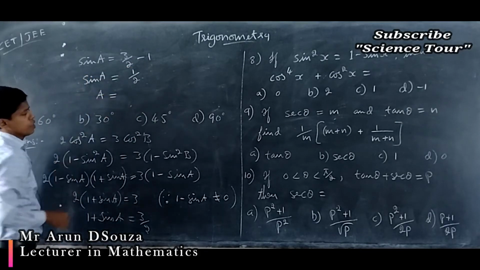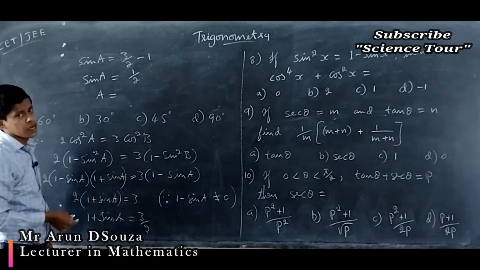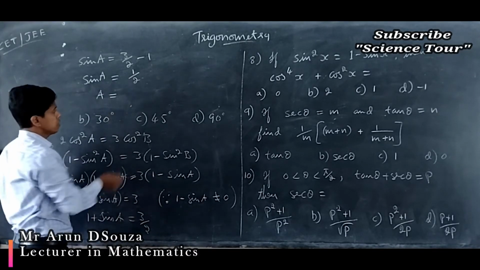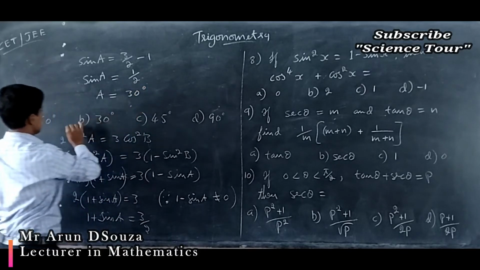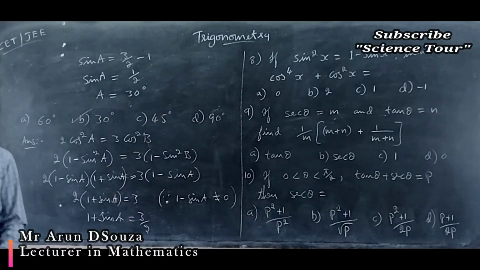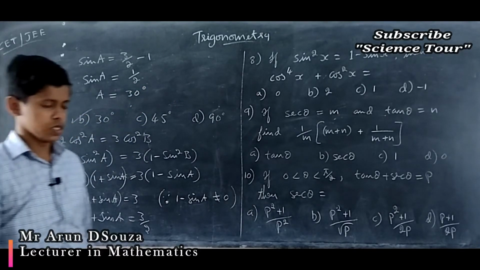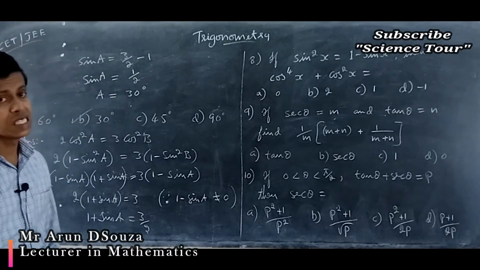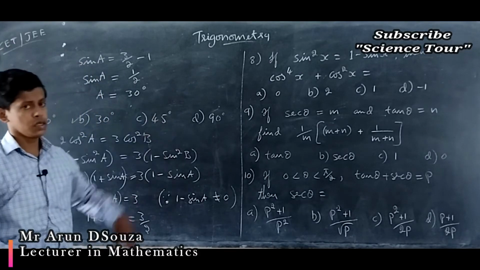What is the value of A? For what angle do you get half in terms of sine? That is 30 degrees, and that's the second option. So option B is the right answer for this question number 7. Let's move to the next question.